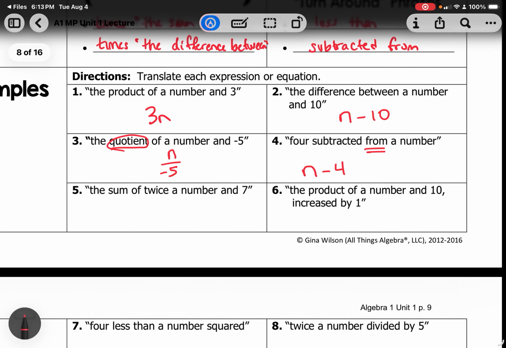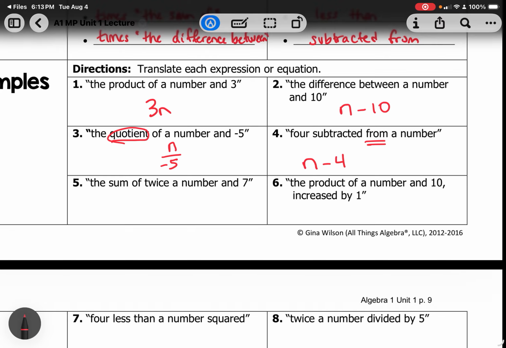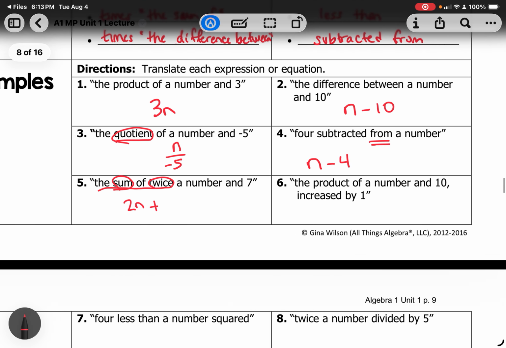Number 5, the sum of twice a number and 7. The sum of twice a number, so we have two things going on there. Sum means it's going to be some addition. Twice a number is 2n, and 7.